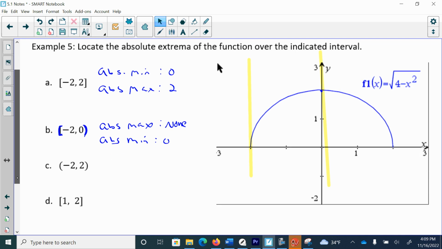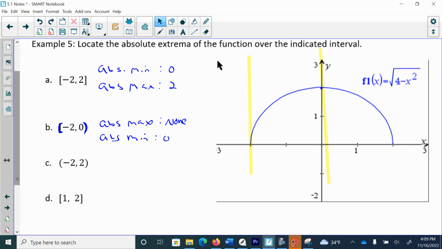Now the next one, I'm going from negative 2 to 2. So I'm still looking at this whole graph again, but I'm not including this point here and this point here because I have these parentheses. So what that's going to mean is I still have that absolute max, which is 2, because that is in the interval, that is the highest point. But when I look at these 2 points here, those were my minimums. But since I'm not including those points, I'm not going to have a minimum.